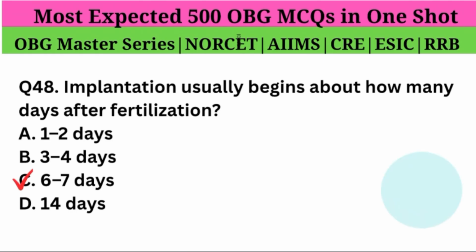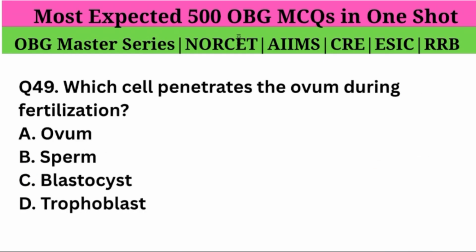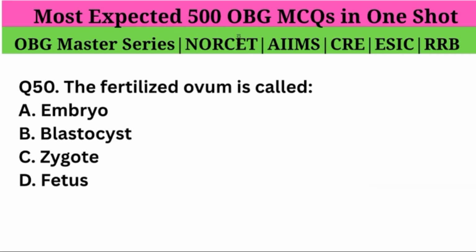Your correct option is option C, 6 to 7 days. Next question. Which cell penetrates the ovum during fertilization? Your correct option is option B, sperm. Next question. The fertilized ovum is called.